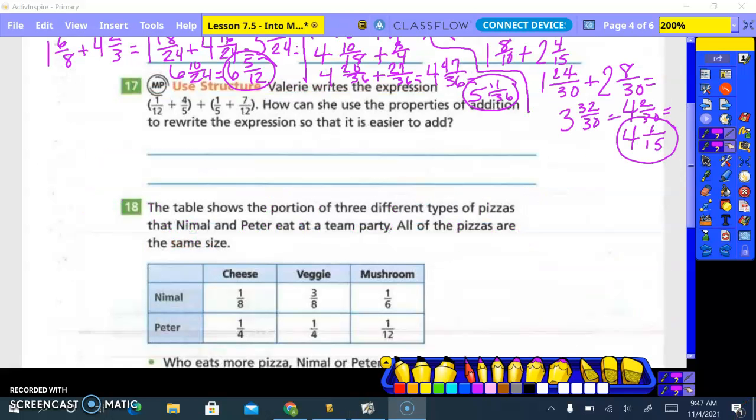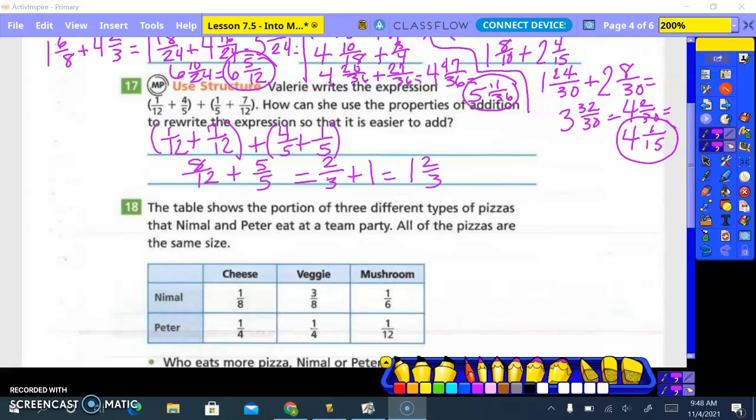Number 17, use structure. Valerie writes the expression 1/12 plus 4/5 plus 1/5 plus 7/12. How can she use properties of addition to rewrite the expression so it is easier to add? So could she do commutative and write it in a different order? And then use the parentheses, so the associative property, to group them, right? Okay. All right, so let's go ahead and rewrite it.